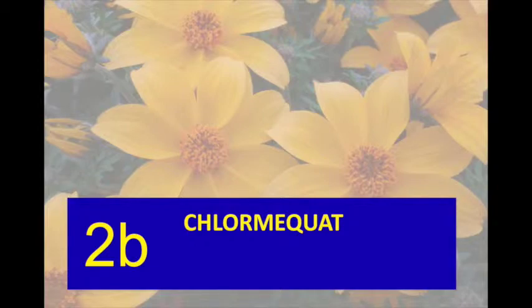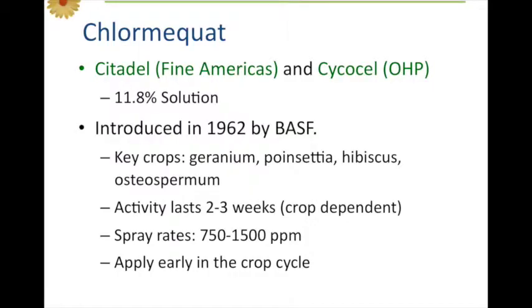So chlormequat, the next one that we're looking at. By far the two most popular materials there are the original Cycocel from OHP and Citadel from Fine, and they're both 11.3% solution materials. It was a chemical that was produced quite a while ago, back in the 60s, and by far used on geraniums, poinsettias, hibiscus down in the south. It's a great product for foliar spray for osteospermum, and it doesn't have a long residual, 2 to 3 weeks. It depends on the crop.